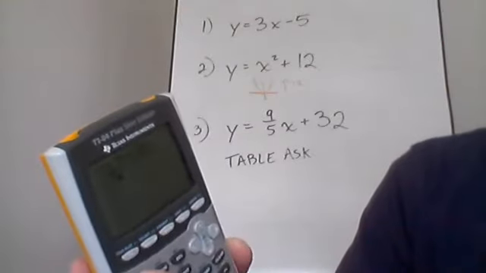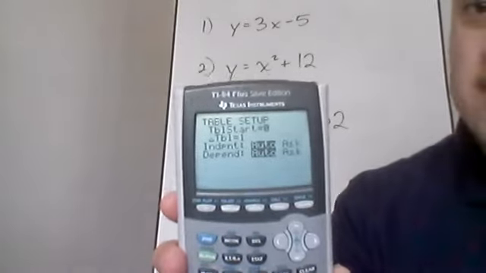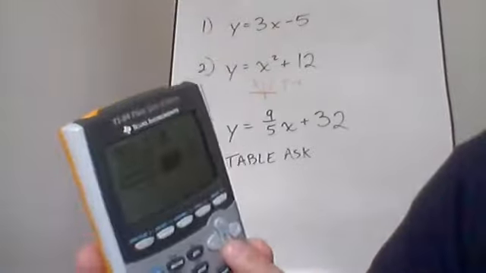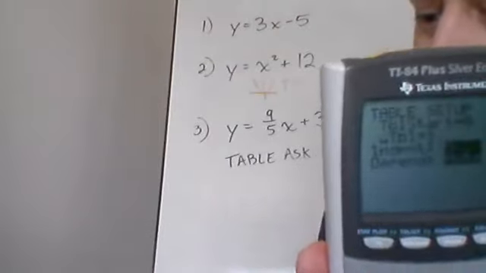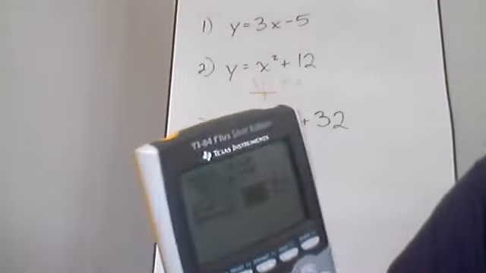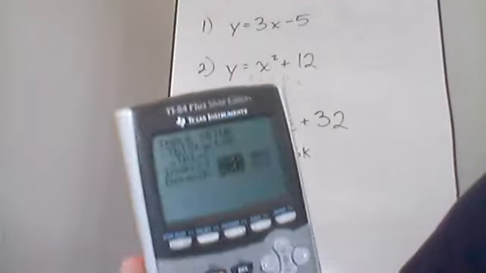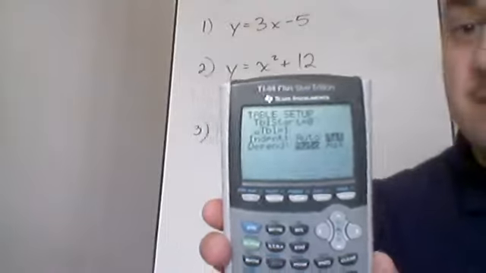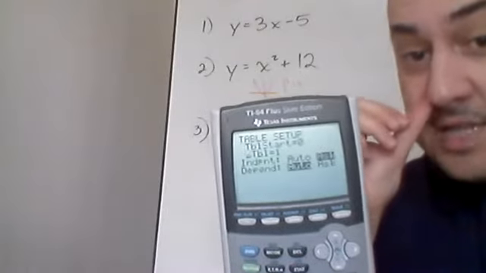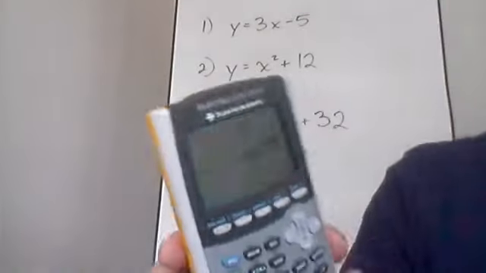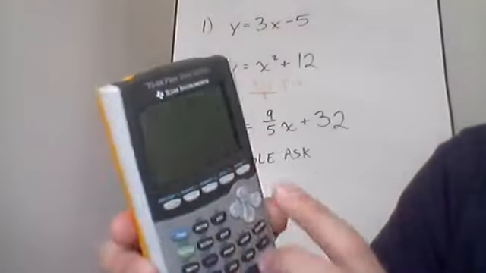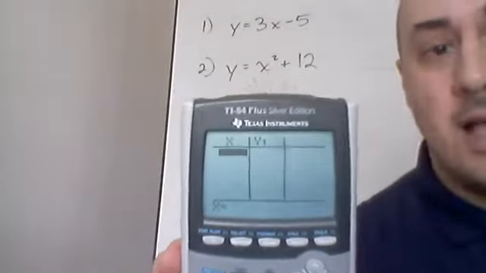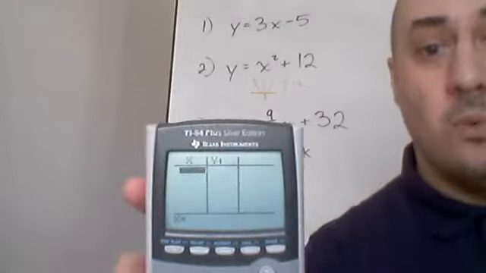Anyway, in order to do that, I'm going to go back to the table set, and now for the stuff down here, this independent and dependent, I'm going to change my independent variable to ask. Remember, the independent variable refers to your x values. The dependent refers to the y values. So I'm going to say that's ask and then do second table. And notice now my table is blank. It's waiting for me to type in what x value I want.